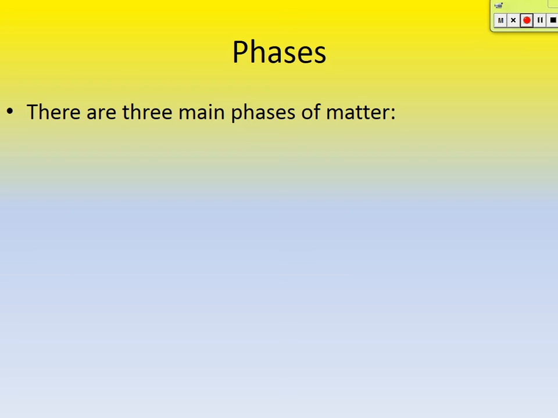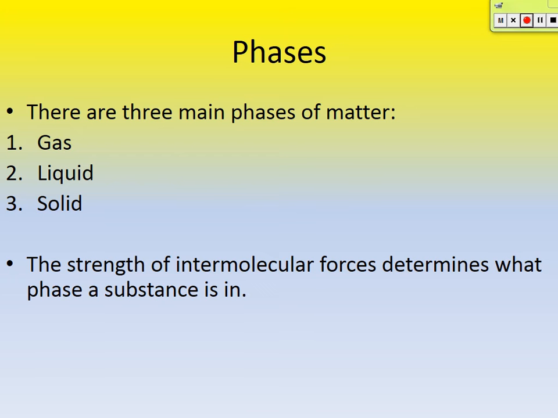So let's get started. There's three main phases of matter. Okay, three main phases. So let's list them first. There's a gas phase, there's a liquid phase, and there's a solid phase. So solid, liquid, gas. We've heard about these phases of matter ever since you've been in probably first grade. Now we're going to talk about them in a little more detail with the chemistry that we've learned already.